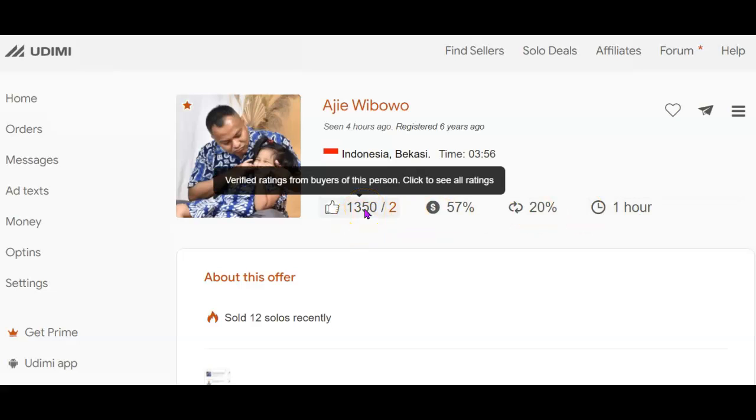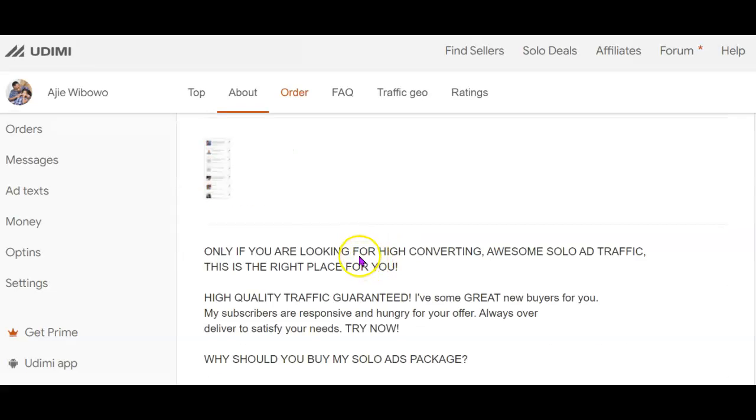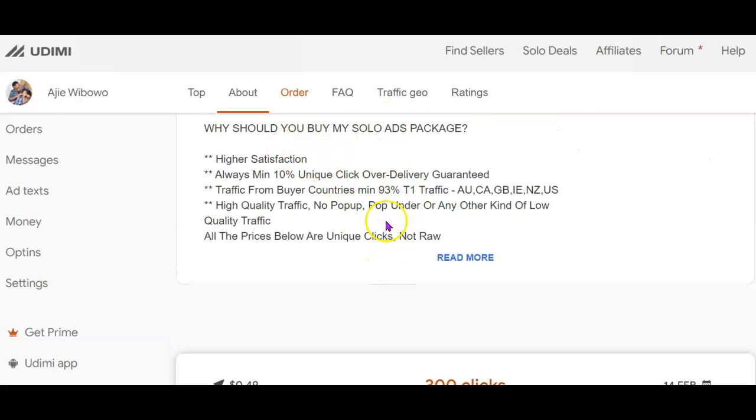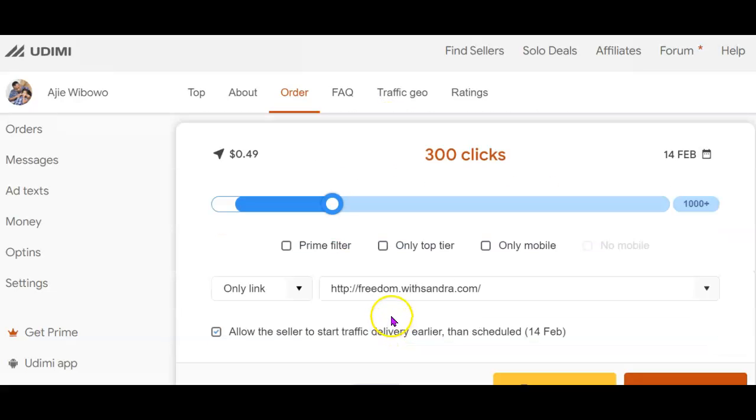These are his ratings from people who have bought from him. And you can read his description here if you were interested in him.